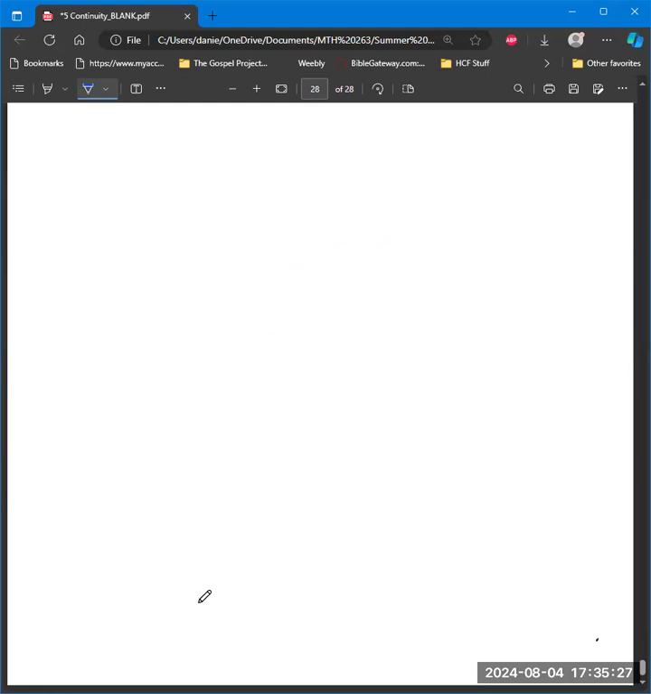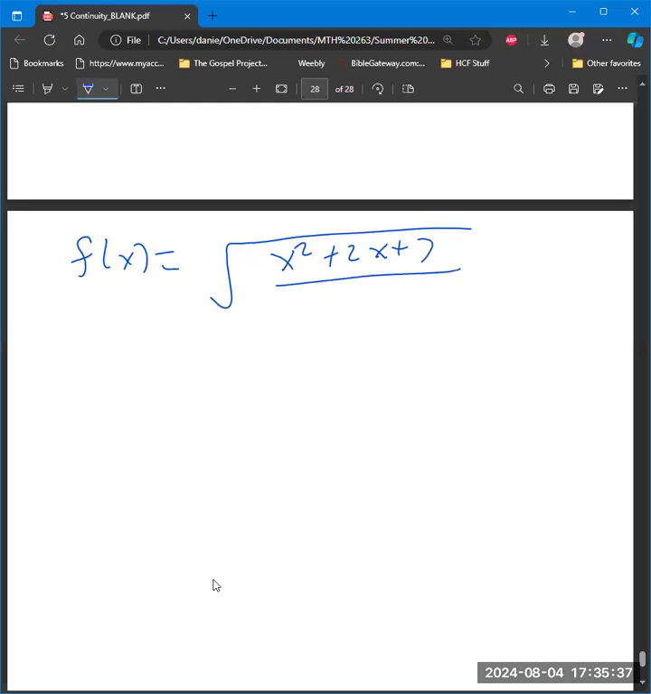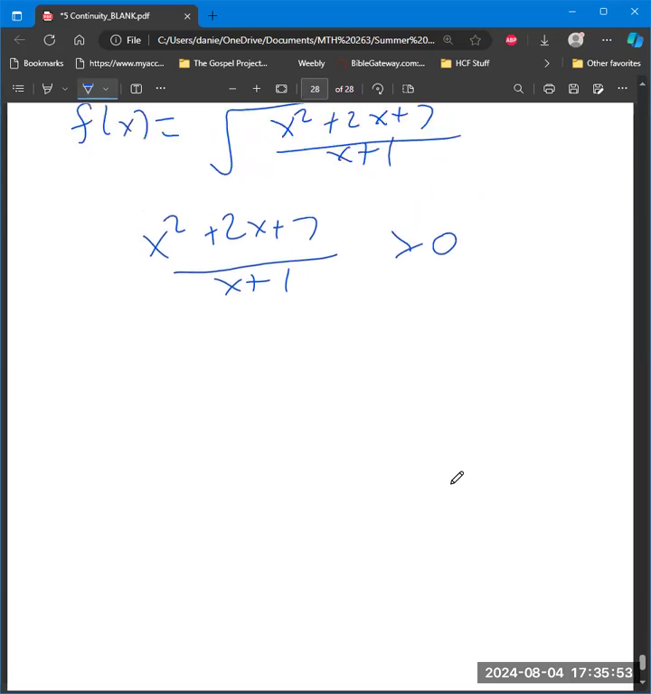Let's go ahead and look now at f of x is equal to the square root of x squared plus 2x plus 7 over x plus 1. Remember that the square root has to be greater than 0, so x squared plus 2x plus 7 over x plus 1 has to be greater than 0. So we need to look at that on a sign chart if we can.